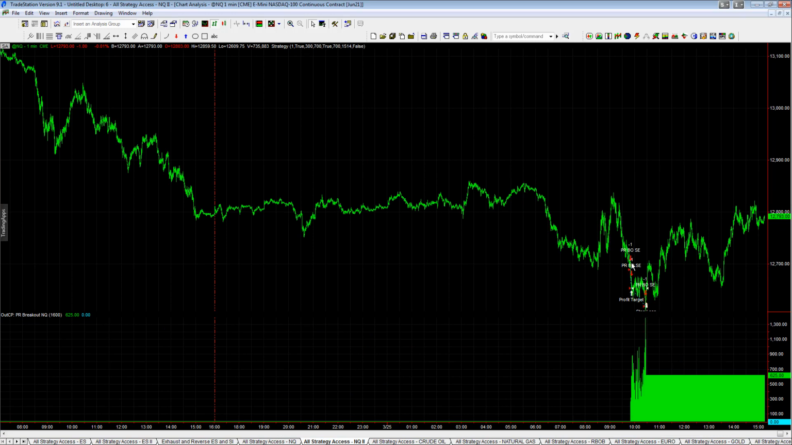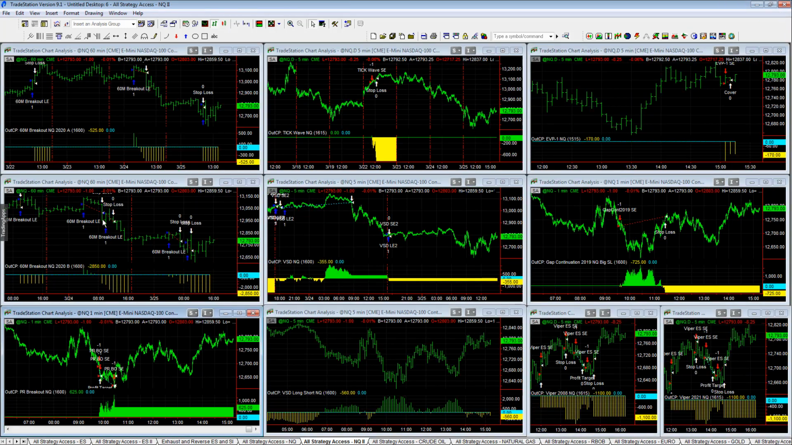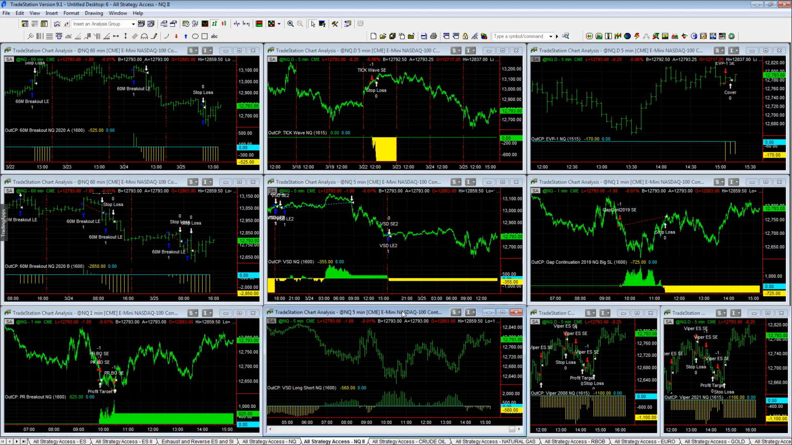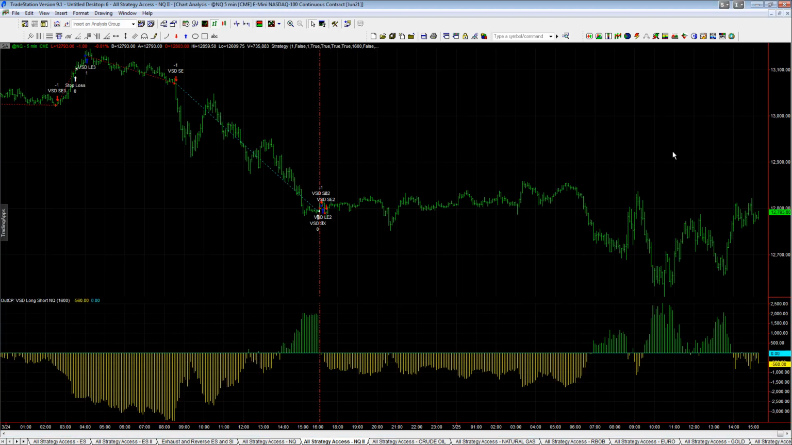It has a $700 stop loss on the short side and a $700 profit target, so it did a good job. 2 for 3, capturing that winner and locking in some profits, hitting profit targets. Lost on the last trade, didn't take any more trades. VSD long short. In Q, minus 560 on the day, and so it's harder to make money.